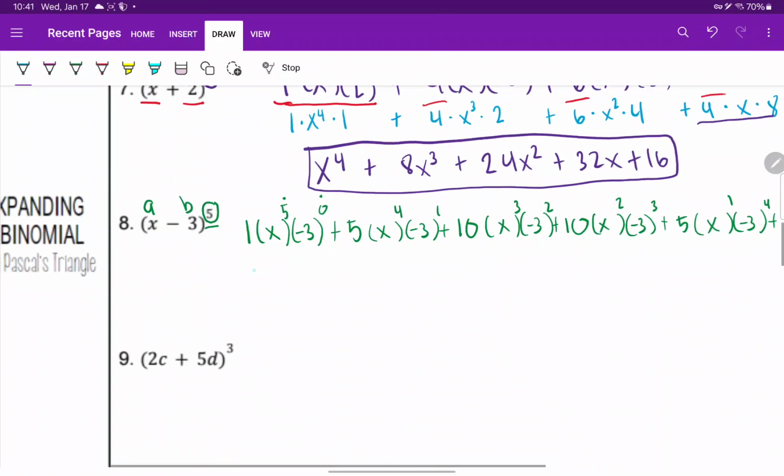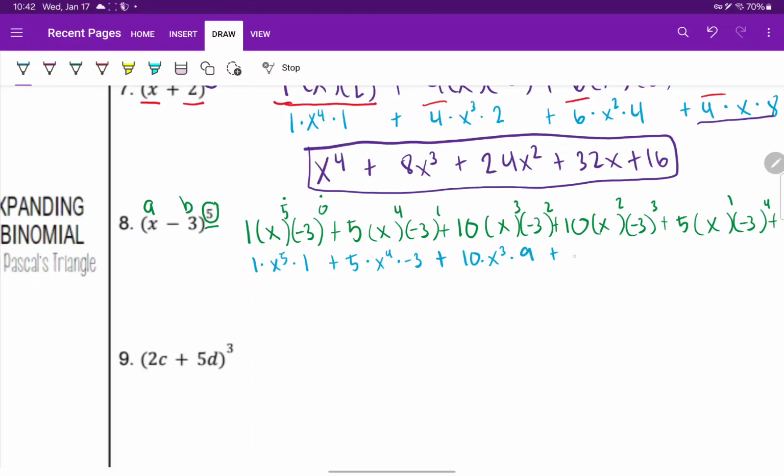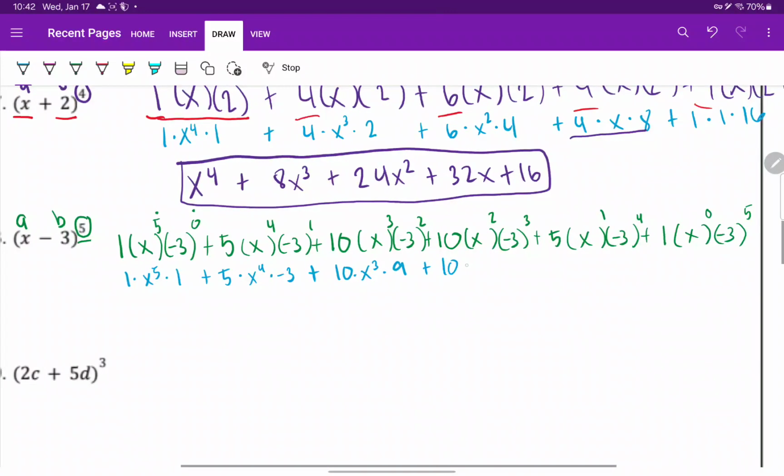So for the first one, we have 1 times x to the 5th is x to the 5th times negative 3 to the 0 power is 1. Plus, the next one is 5 times x to the 4th times negative 3 times 1 is negative 3. Plus 10. X to the 3rd is x cubed. And negative 3 squared is positive 9. Plus 10 times x squared times, and negative 3 cubed is negative 27.